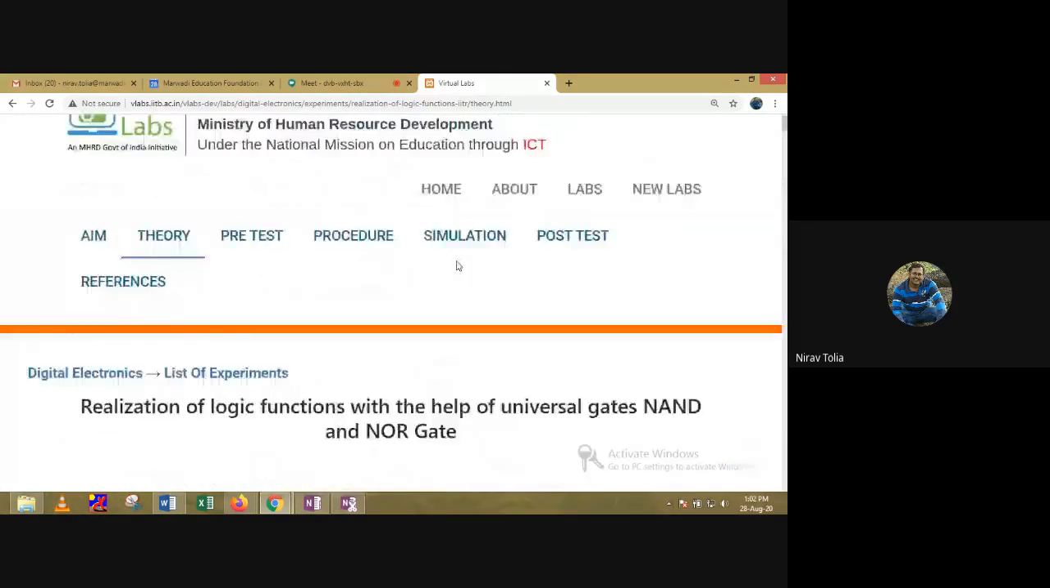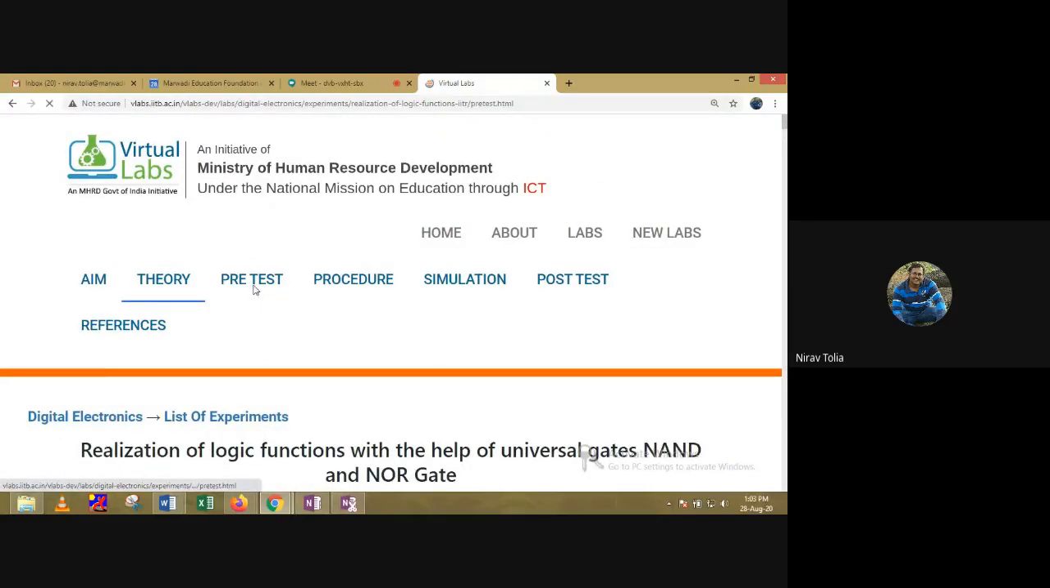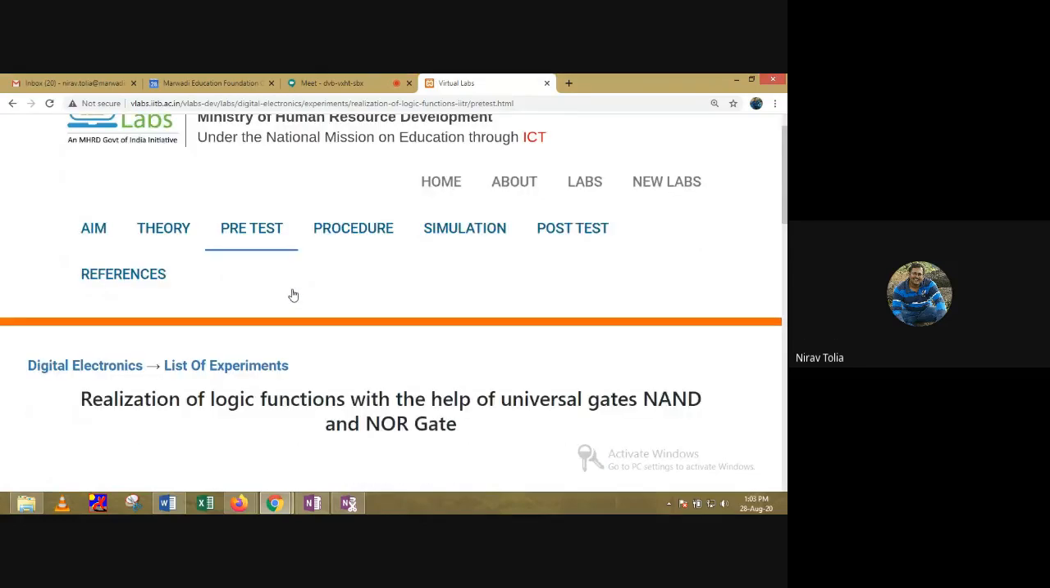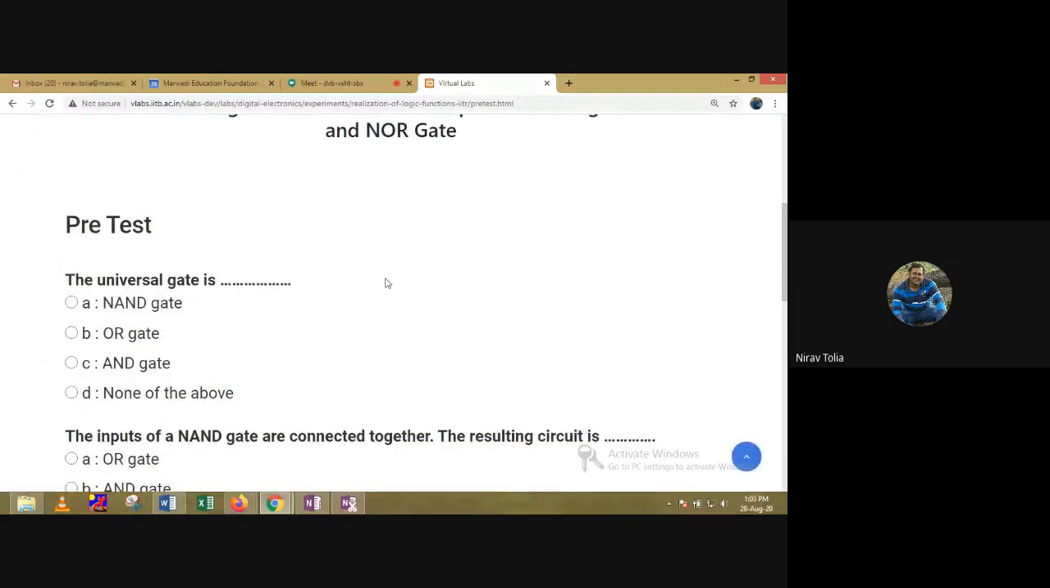The next portion is the pre-test. In the pre-test here, in the virtual lab, there are some wrong answers. Okay, let us check. Now you have to give the answer. What is the answer to the first question? The universal gate is blank: NAND gate, OR gate, AND gate, or none of the above. Either it is A or B or C or D.